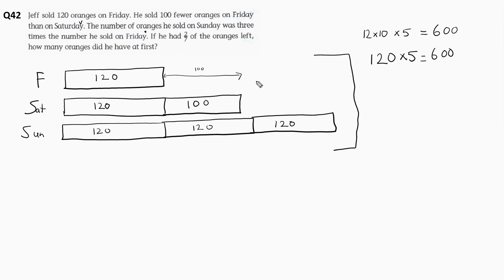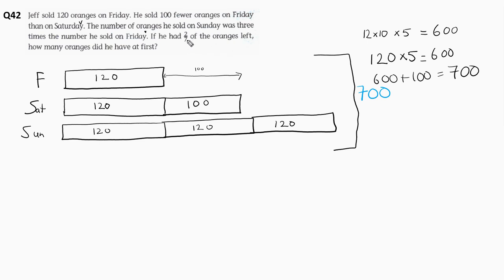Now, have we finished? No, that was just these bits here. We also need to add the 100. So 600 plus 100 is 700. And that is the value of this whole model. So this whole model represents 700 oranges. And we're now here, they're saying if he had 2/7 of the oranges left.